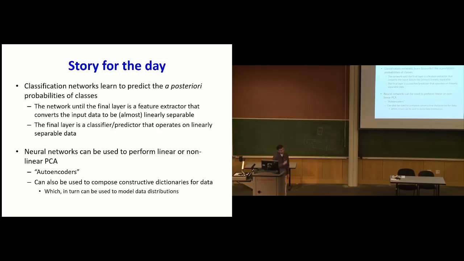Anyway, I'll close here. So the story so far for the day: classification networks learn to predict a posteriori probabilities of classes. The network until the final layer is a feature extractor that converts the input data to be almost linearly separable. And the final layer is a classifier or a predictor that operates on these linearly separable data. But more generally, you can think of the rest of the network as learning some kind of manifold structure for the data itself, something that you can put to good use in many different applications, like transfer learning.